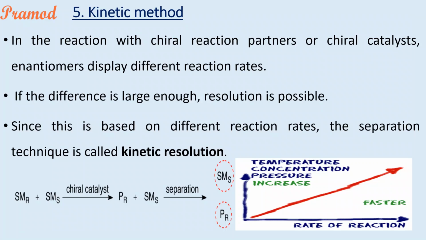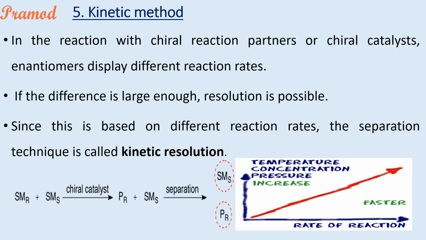Now the kinetic method. So what is kinetics? Kinetics means rate of reaction. In the reaction, chiral reaction partners or an enantiomer-specific catalyst react differently. There are catalysts and various chiral reagents which are present. The enantiomers will react with them at a different rate, so this can be used for the separation. One enantiomer will react fast, the other will react slow.